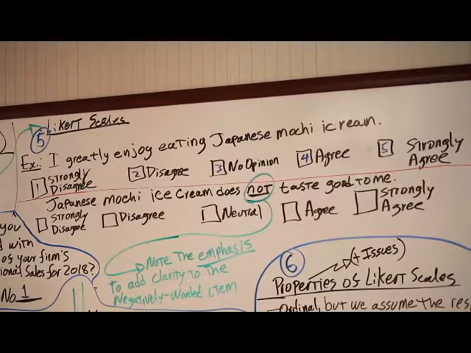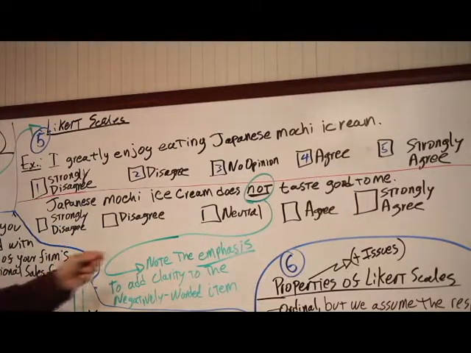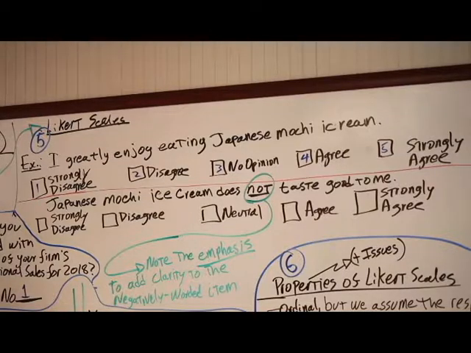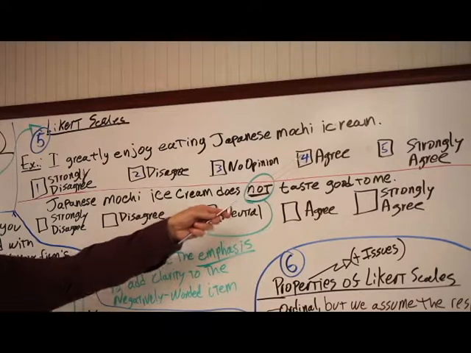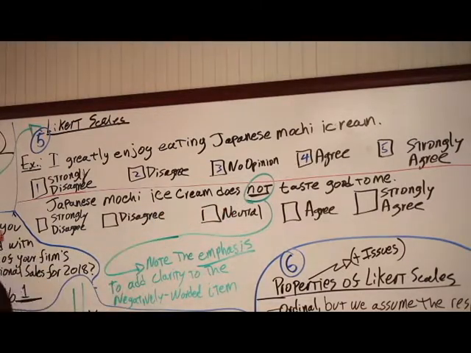That's pretty straightforward. We would call this a positively worded statement because as enjoyment goes up, the number goes up. The value of this coding, the number that goes in the spreadsheet, goes up. So if somebody checks the agree box, that would code as a 4 on the spreadsheet.